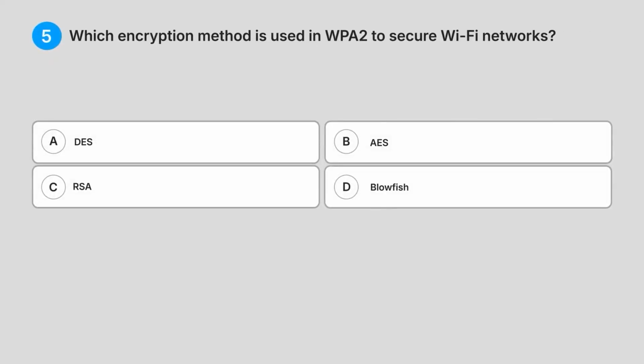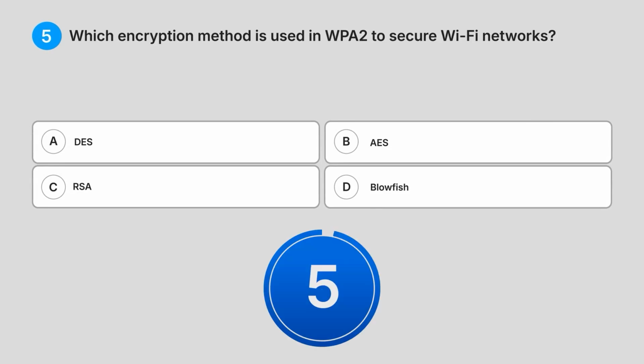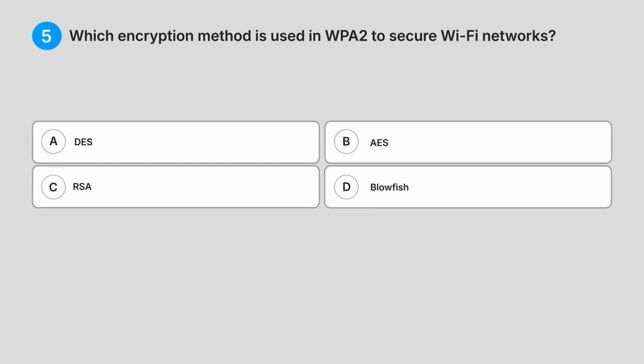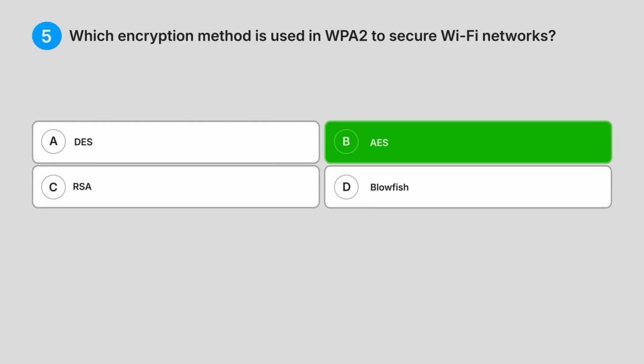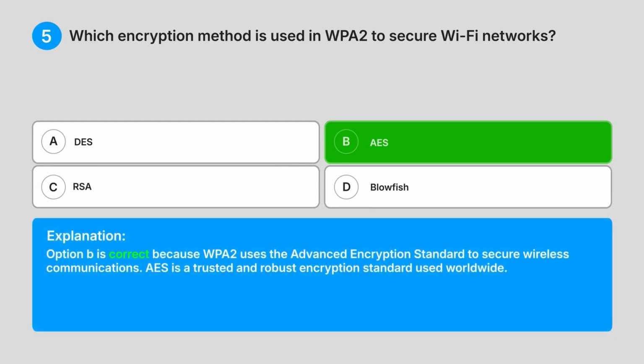5. Which encryption method is used in WPA2 to secure Wi-Fi networks? A. DES, B. AES, C. RSA, D. Blowfish. Do you know the answer? Correct answer, B. AES. Explanation: Option B is correct because WPA2 uses the Advanced Encryption Standard to secure wireless communications. AES is a trusted and robust encryption standard used worldwide.